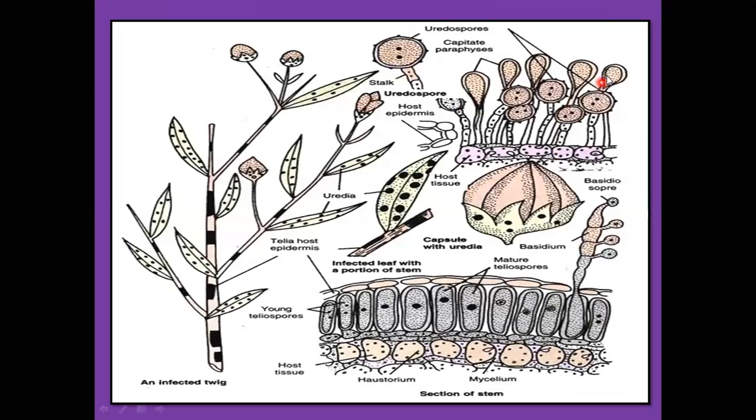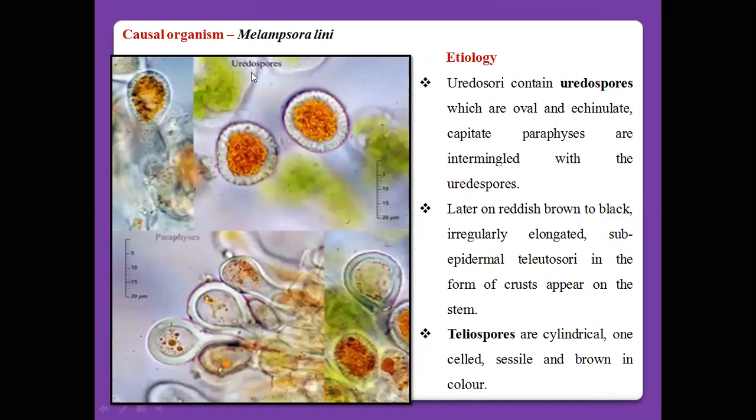Then the uredospores are generally produced on these infected lesions. So these uredospores develop the teliospores, and these teliospores germinate under favorable conditions to produce the basidiospores, and these basidiospores directly infect the linseed crop. Okay, so the causal organism is Melampsora lini. Okay, so the morphological characters are the same.